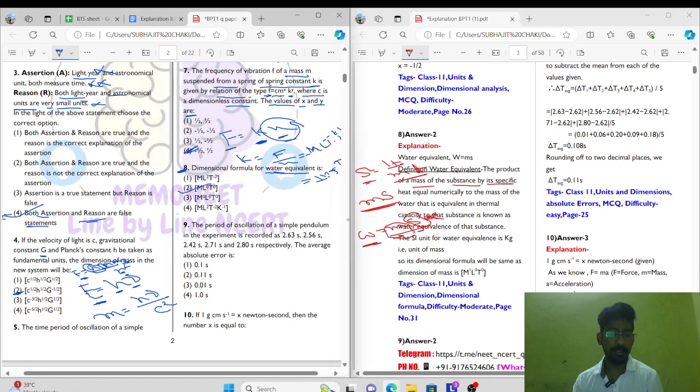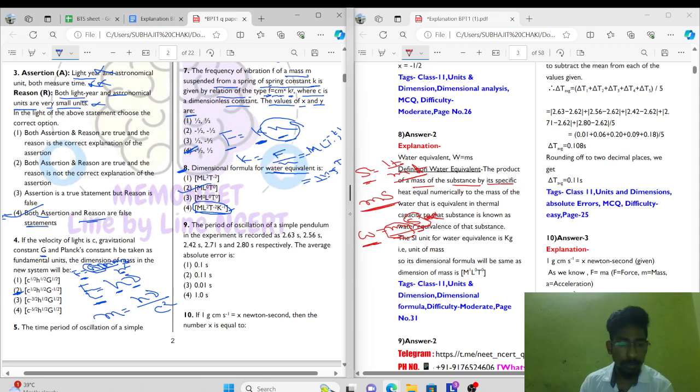If you see, this is M L0 T0, option number 2, it is given. Most of you will have confusion over this one option. I already told you how to calculate the dimension of water equivalent. If you have any problem regarding this, just ask in the comments and I will clarify this more later.